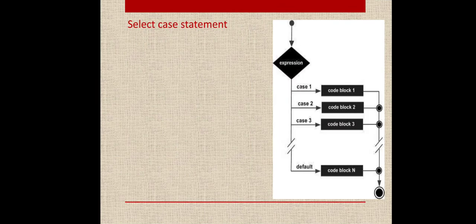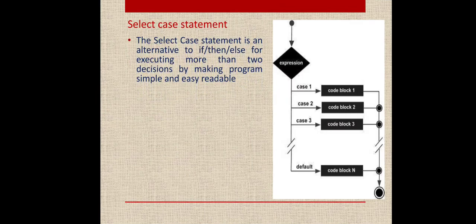This is also a decision control statement. This is more effective in cases where we have more than 2 or 3 decisions, and we can replace the if then else statements with it, because in case of if then else statements there are some disadvantages. So this is the statement by which we can execute more than 2 or more than 3 decisions by making the program simple and easily readable.